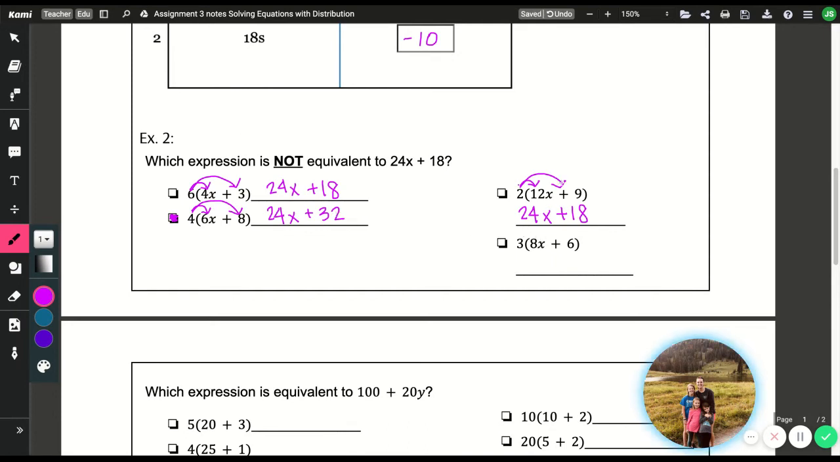Just for the heck of it, let's check this last one and make sure that it actually does work. So we're going to take this 3 in the front and distribute it in. 3 times 8 is 24, and it has an x. And then the other one, 3 times 6 is 18. So that one also is equivalent, 24x plus 18.